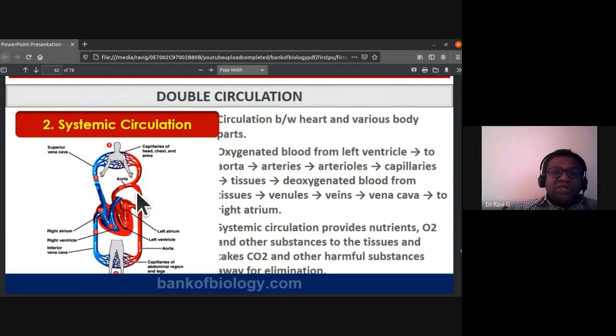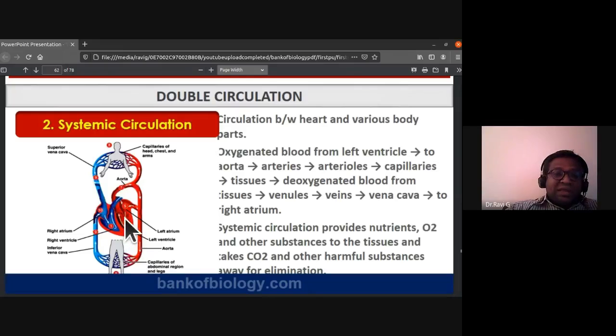So systemic circulation, or the major circulation, provides nutrients, oxygen and other substances to the tissues and takes away or removes carbon dioxide and other harmful substances for elimination.